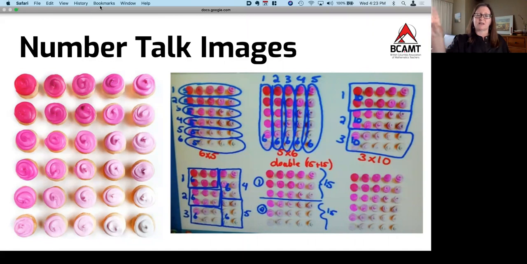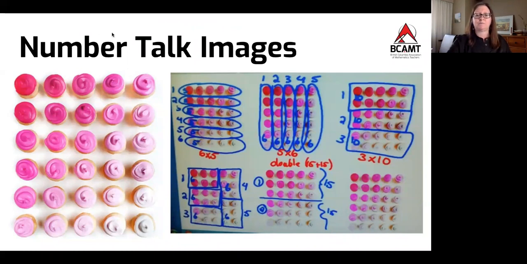So I can record several different student strategies in the way they saw it. And then I'm like, okay, let's choose this one and this one. How are they the same? How are they different? Just to get that different level of mathematical thinking happening.